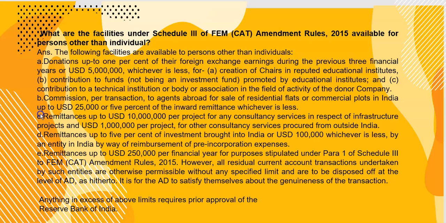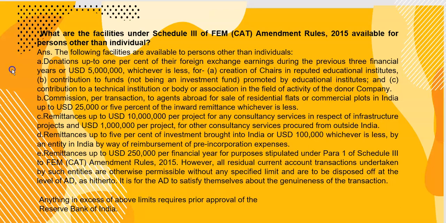What are the facilities under Schedule 3 of FEMA? Following facilities: donation of up to 1% of the foreign exchange earnings during the previous 3 financial years to persons outside India other than individuals, contribution to funds promoted by educational institutions, commission per transaction to agents abroad, remittance up to US dollars 10 lakh, and remittance up to US dollars 1 crore per project for any consultation services in respect of infrastructure projects.